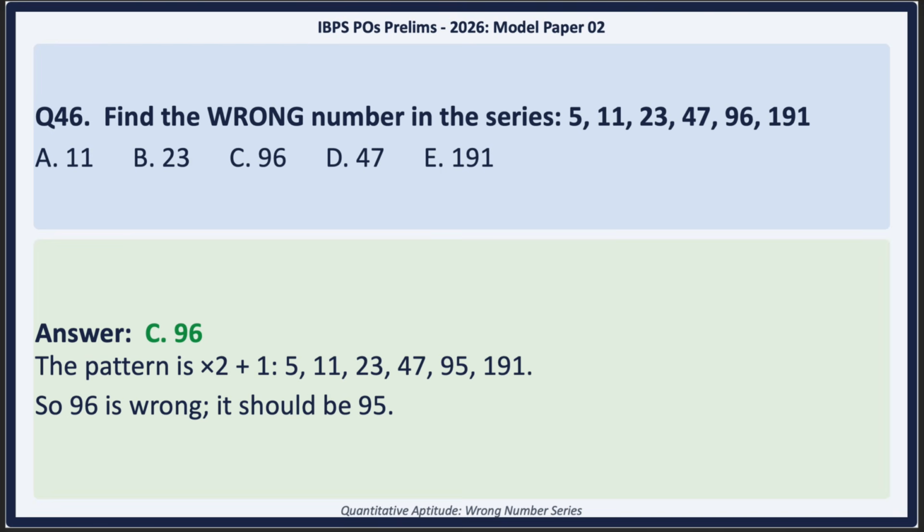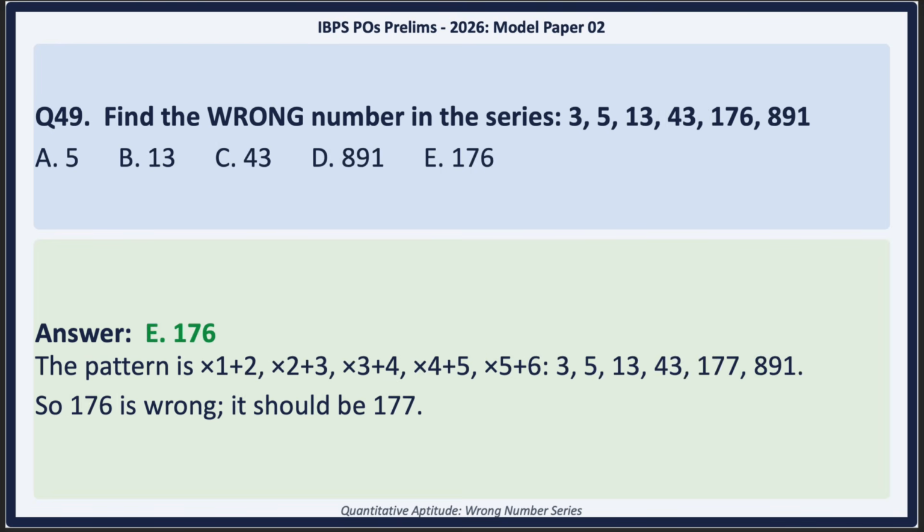The same logic applies to question 49, which is a bit more complex. 3, 5, 13, 43, 176, 891. Right. Here the multiplier increases. 3 times 1 plus 2 is 5. 5 times 2 plus 3 is 13. 13 times 3 plus 4 is 43. 43 times 4 plus 5 should be 177, but the series has 176.